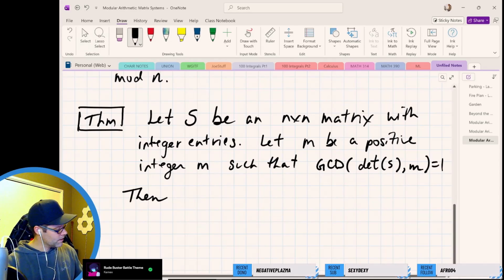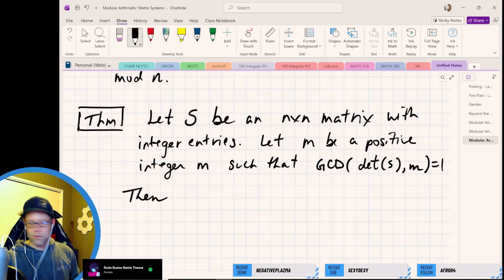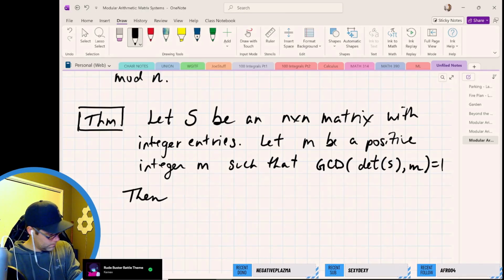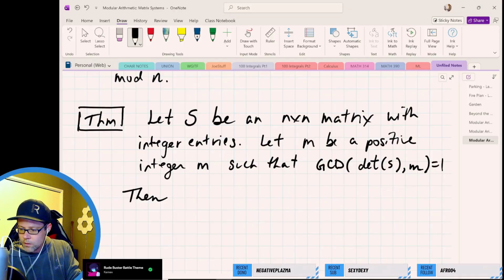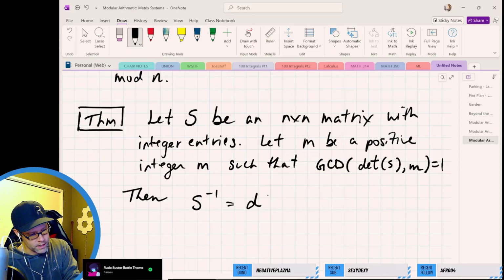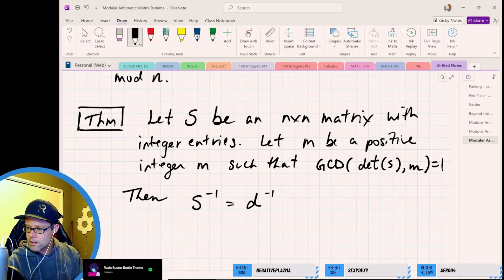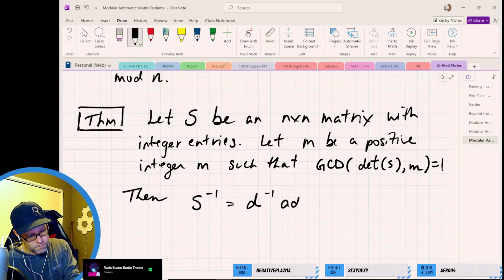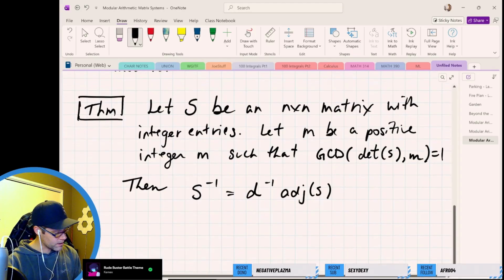If we have all of that, then we can guarantee a couple of things. Then the inverse matrix of S is D inverse times adjoint S. That's our inverse.